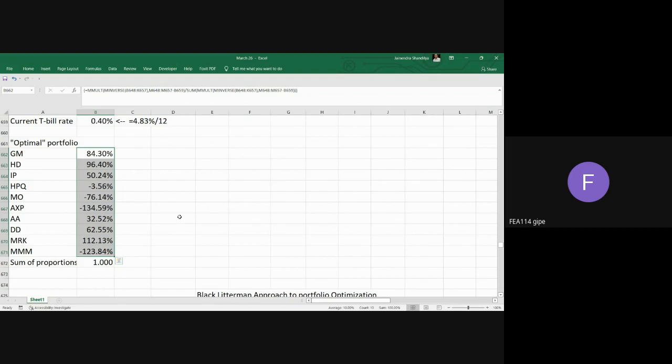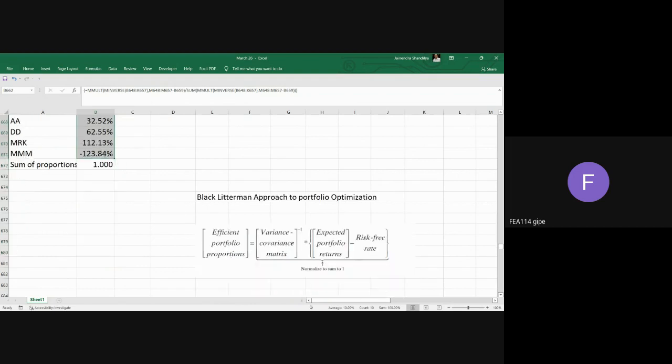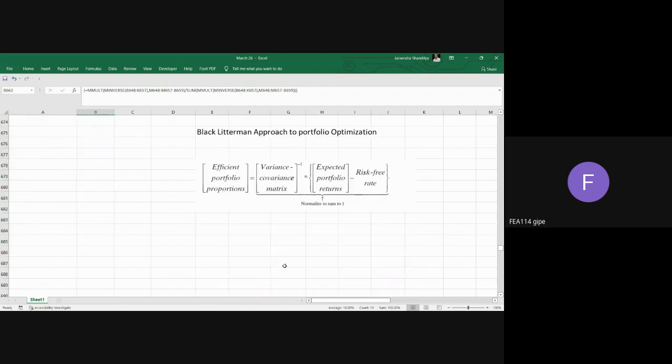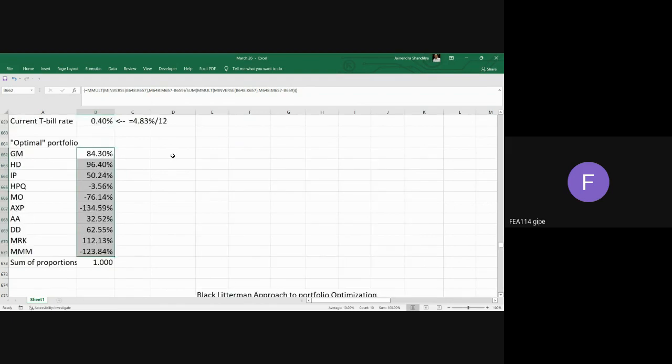This is what Black Litterman tries to do. So Black Litterman thinks that the proportion of the benchmark is perfect. If you have slight disagreement with the benchmark, you can put your disagreement into this proportion. So for example, if I feel that GM should not be 84%, it should be less than this, and it should be something else.